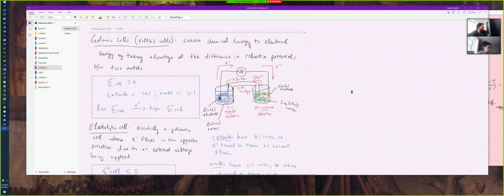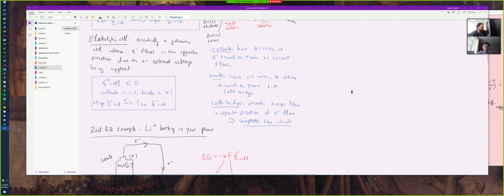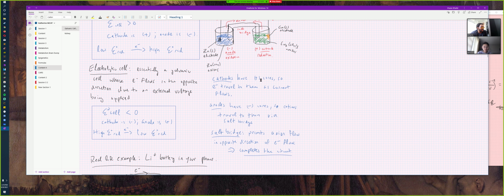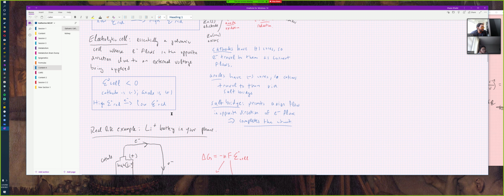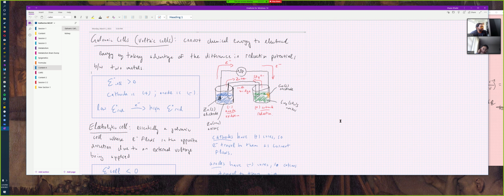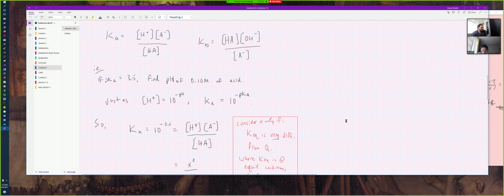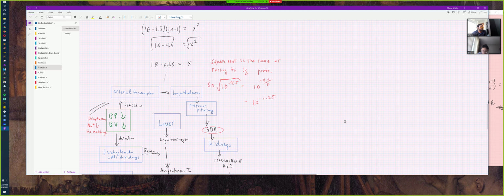So I wrote: cathodes have positive charge, so electrons travel to them as the current flows. Anodes are negative, and so on. The salt bridge permits anion flow in the opposite direction of the electron flow. It completes the circuit, because you need a complete circuit. Okay, makes sense.